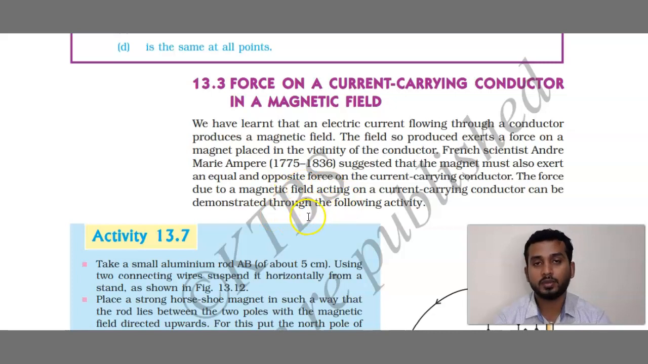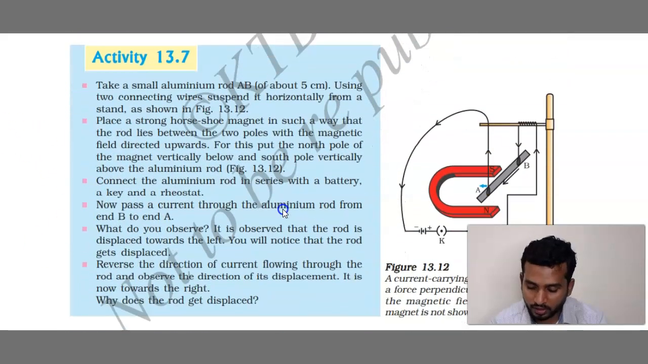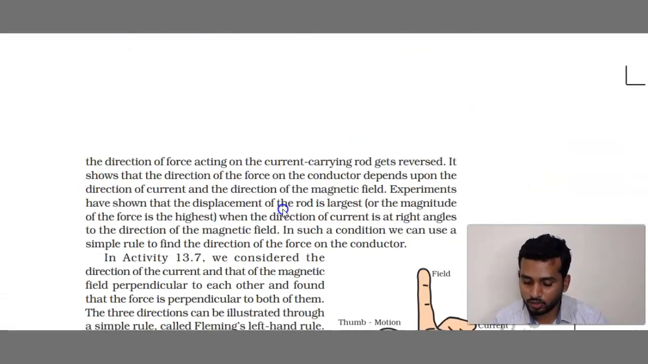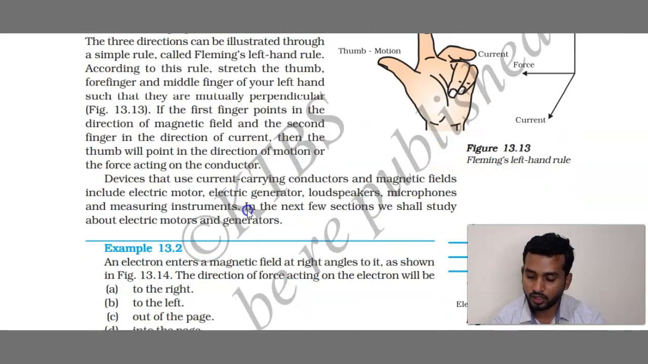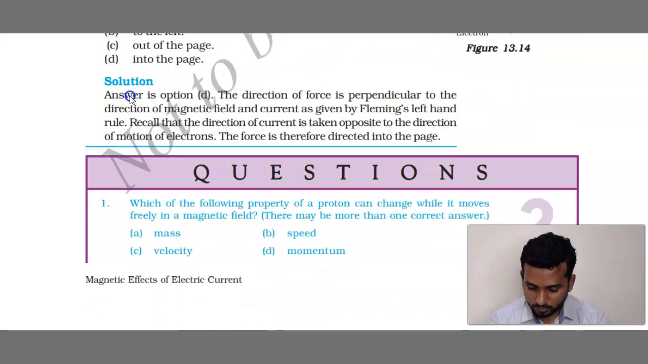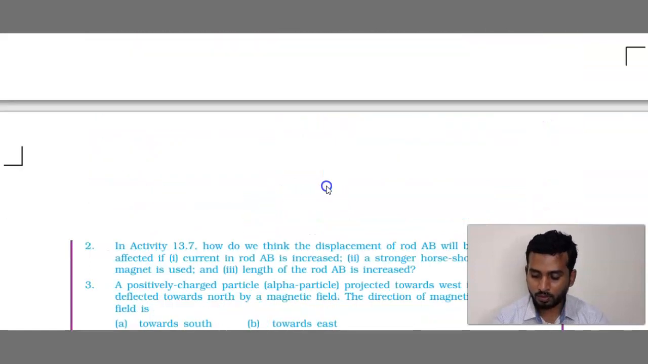In that you can expect questions on the circular loop, solenoid, and force on a current carrying conductor. These topics you need to understand, and you need to write a short note on them. In this we have Fleming's left hand rule also, and you can solve this numerical, and even this problem, you can answer this question.